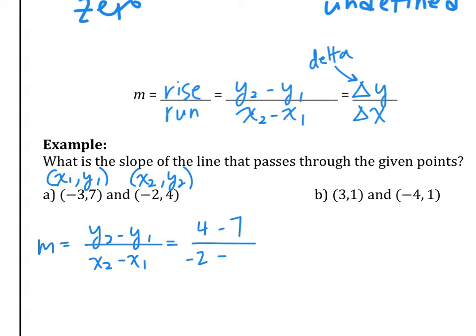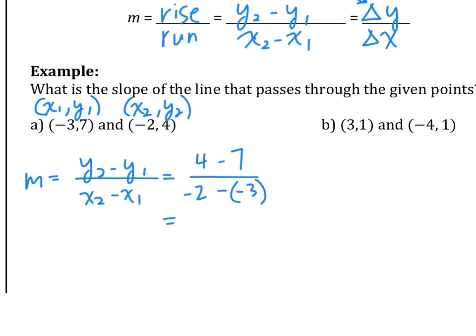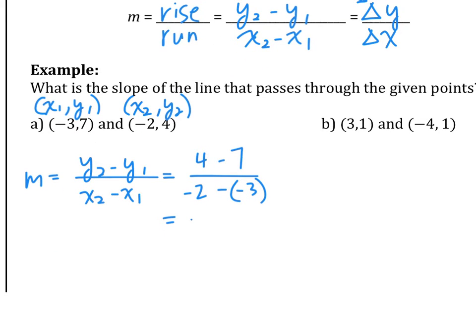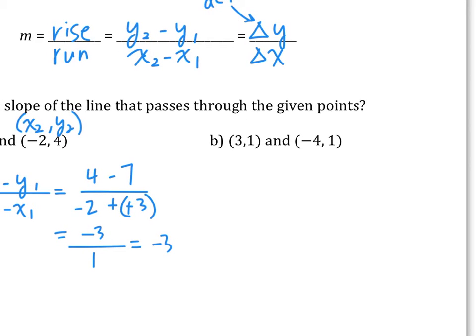Now, every time you have a negative number that is put behind an operation symbol, please make sure you put parentheses around it so you don't forget that this is a negative number. So then doing a very simple calculation, this is negative 3 over, this becomes a plus, so this is 1. So the slope is negative 3. All right, go ahead and pause the video and give B a try. The answer is 0.